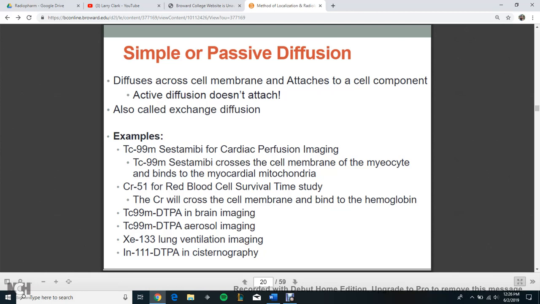Examples would be technetium-99m sestamibi for cardiac perfusion imaging. Technetium-99m sestamibi crosses the cell membrane of the myocyte and binds to the myocardial mitochondria. Chromium-51 for the red blood cell survival time study. The chromium will cross the cell membrane and bind to the hemoglobin. Technetium-99m DTPA in brain imaging. Again, the DTPA for aerosol imaging. Xenon-133 for the lung ventilation imaging, and indium-111 DTPA in cisternography.